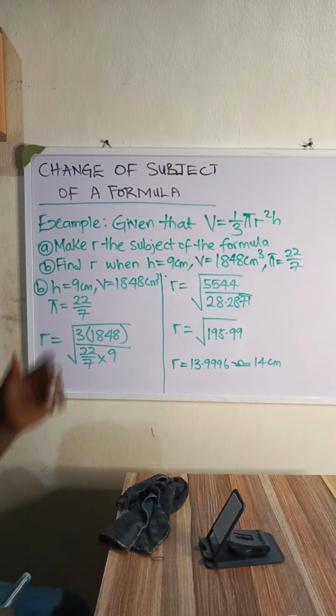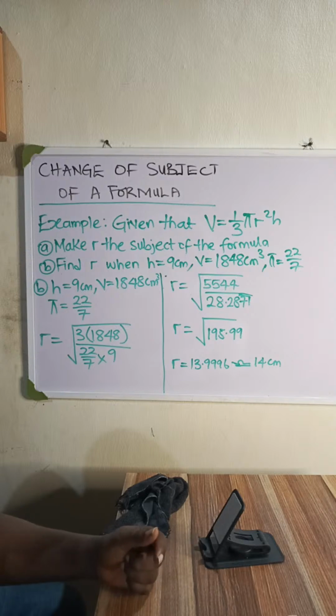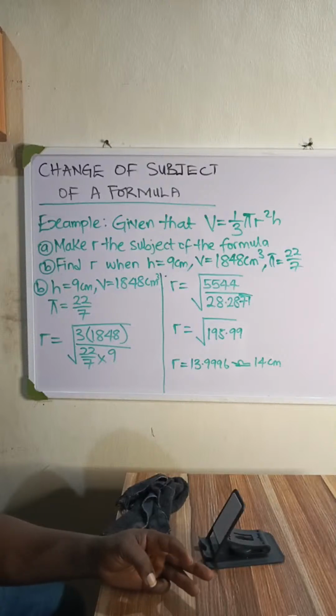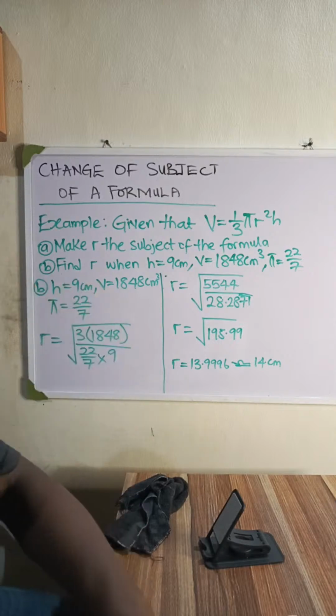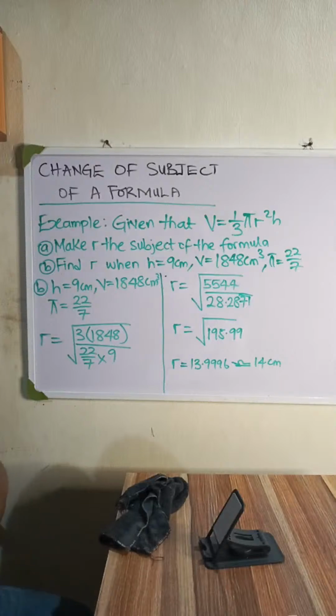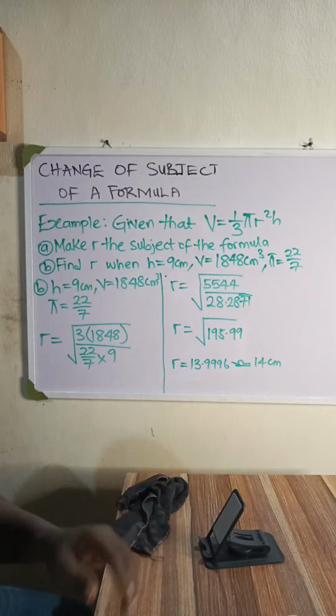Okay, so this is a simple way. The first thing we did was make R the subject of the formula, and then the next thing we did was find the value of R when we are given the values of H, V, and pi. So this is a simple way of applying change of subject of a formula in a word problem situation. This knowledge can also be applied in physics. You can be told to find a particular value while you are given other values.